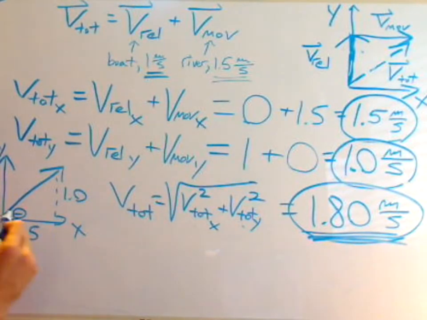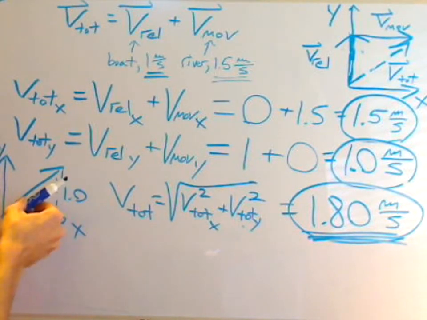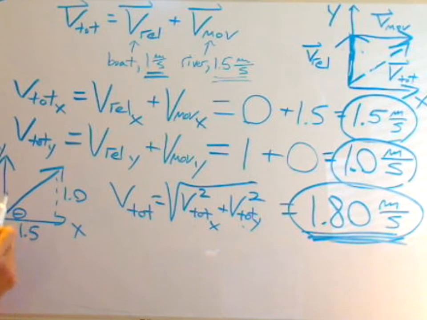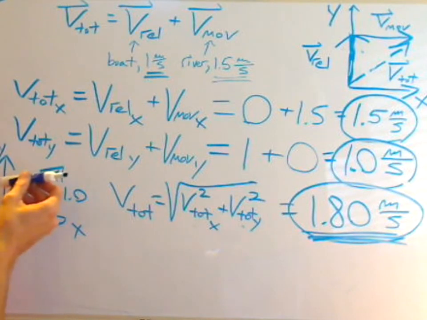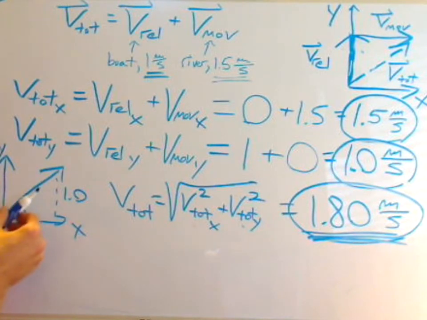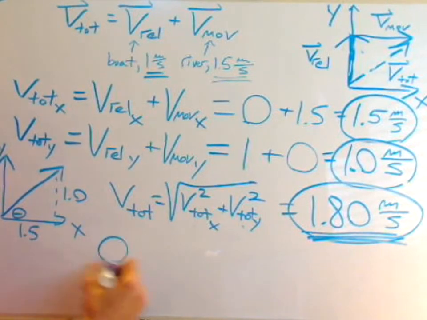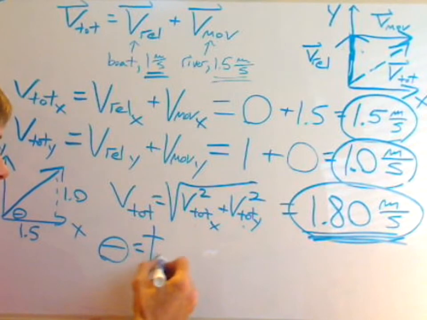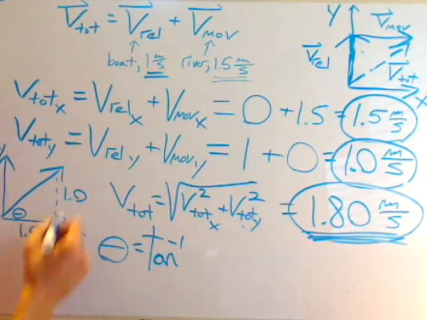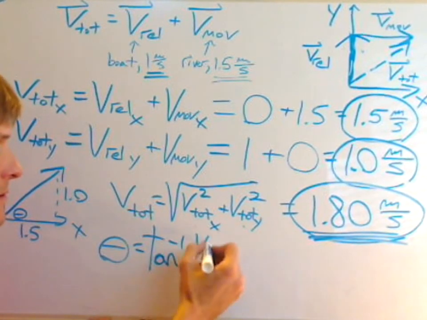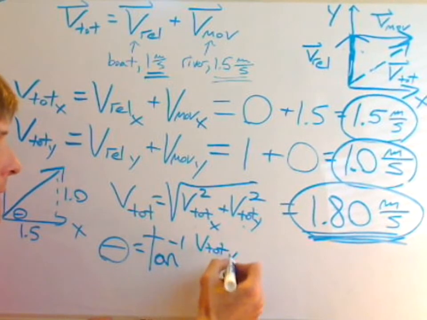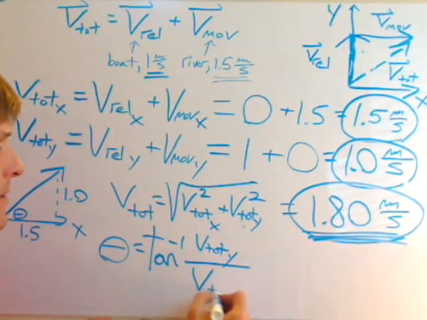Now we need to know the direction. What is this angle theta? What angle is that boat making with the shore? We know the boat's trying to directly cross the stream, but the stream's carrying the boat downstream. So as a result, our total vector is in this direction. And this angle is found in the standard way for vectors. It's the arctangent of the y component divided by the x component.